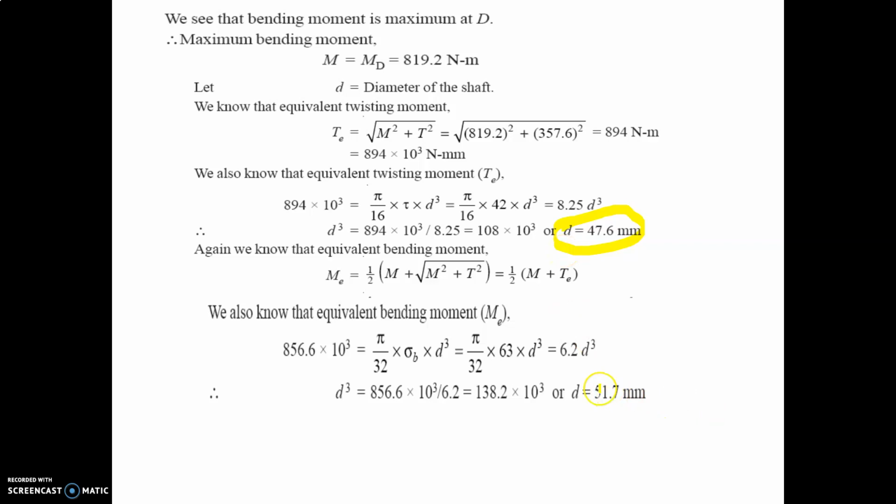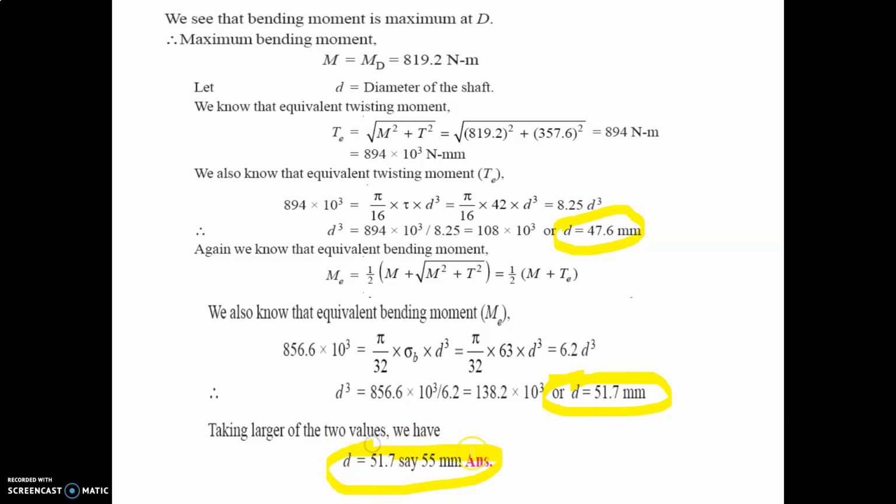Which one is the bigger value? Definitely D is equal to 51.7, the value we get based on the bending moment formula. So it will become 55 mm. So the value for the shaft is 50 mm. This is the safest diameter which we can use for the shaft.